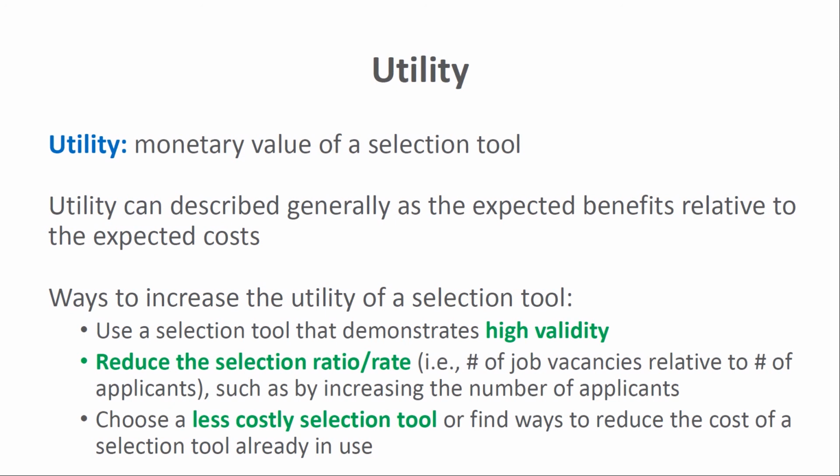Remember, as I mentioned up here, utility can be described generally as the expected benefits relative to the expected cost. So we need to think about the cost of using the selection tool as well. And so ideally, we should try to find selection tools that have the highest level of validity with the lowest level of cost associated with them.